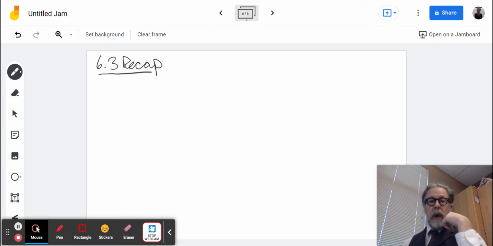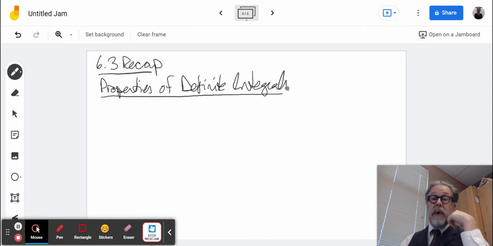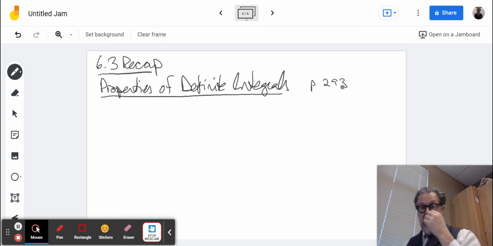Okay, let's do a quick recap of chapter 6.3. The first thing we had was properties of definite integrals, and I'm not going to rehash all that here. If you're using the same book, go to page 293, there's a full table. I believe in one of the earlier videos, I may have pasted that table, and you might go back and take a quick look at that.